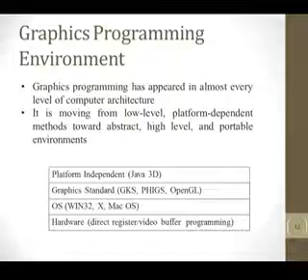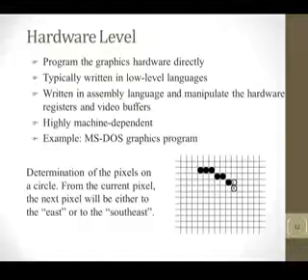We will begin discussing the hardware level. Computer graphics programs depend on output devices with graphical capabilities. We can use the most common display devices, which are the CRT, cathode ray tube monitors, and the LCD, liquid crystal display panels. Low-level graphics applications often program the graphic hardware directly. In the popular environment of personal computing running MS-DOS, most graphic applications directly access the display memory. Such programs are typically written in assembly language and manipulate the hardware registers and video buffer in a highly machine-dependent way.